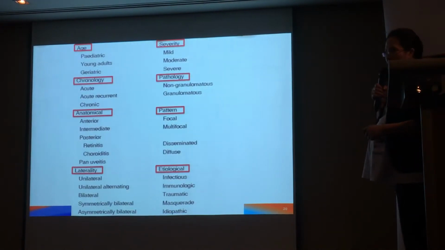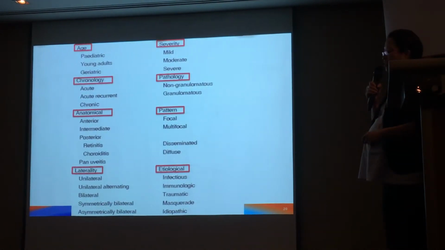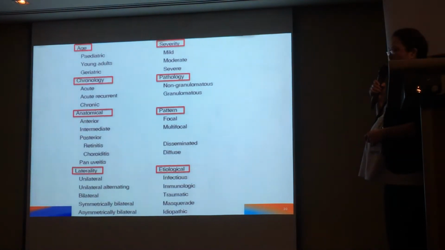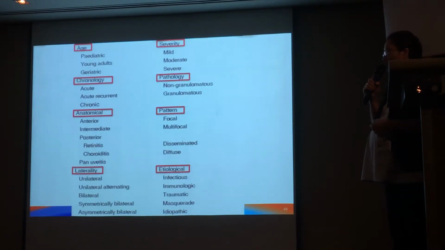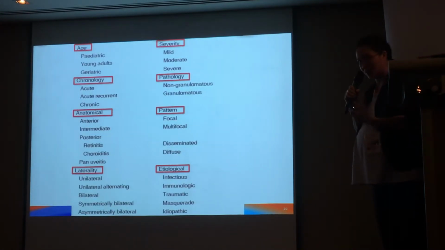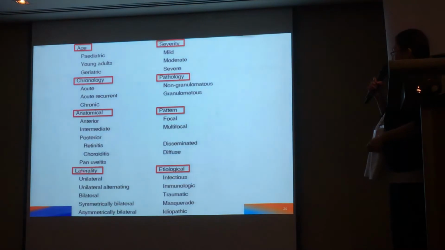Again, to emphasize why history taking is important: number one, the age would suggest certain etiologies. Okay, the severity is important as well, because that would help you monitor the patient over time. Chronology, we'll go through that later. And pathology, as I've said earlier, whether it's granulomatous or non-granulomatous anterior uveitis, will also direct you in your workup. And basically, SUN has a certain criteria.